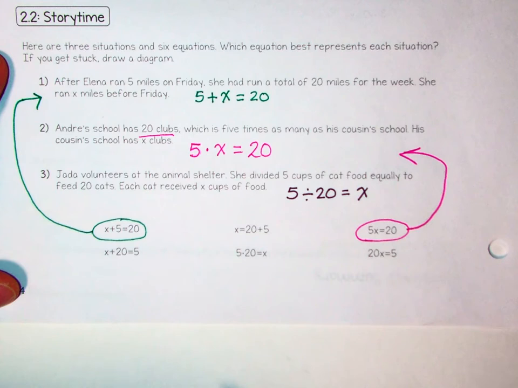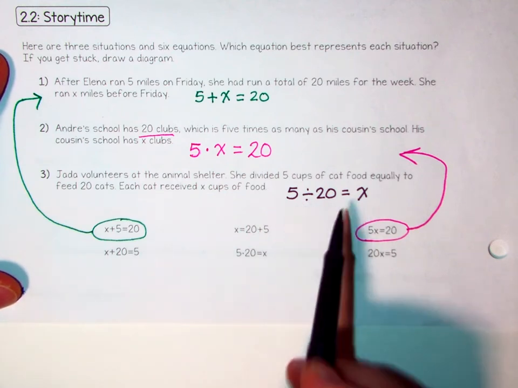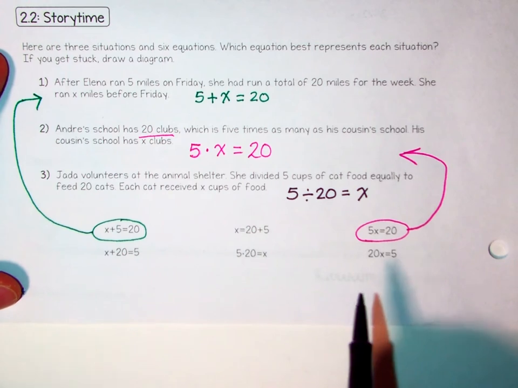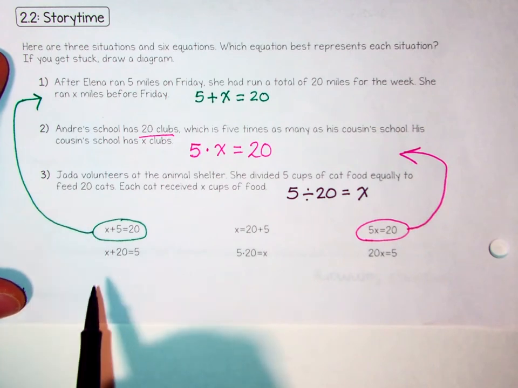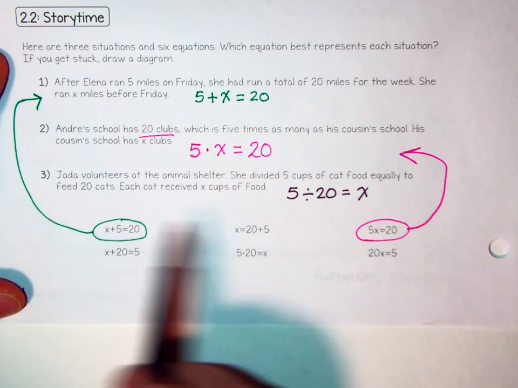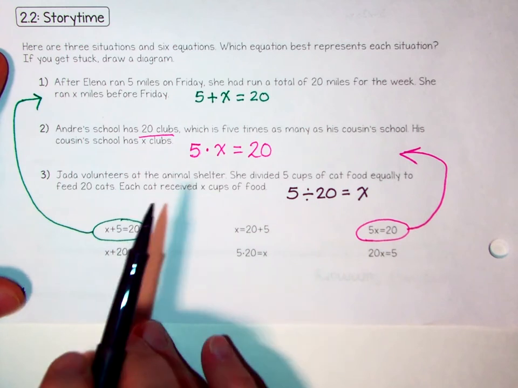Do we see that? I don't see one that looks like that. So it's possible that it's written a different way. So this one, it might be helpful to actually draw a tape diagram. Let's see, she has 5 cups of cat food and it has to be split equally to feed 20 cats.